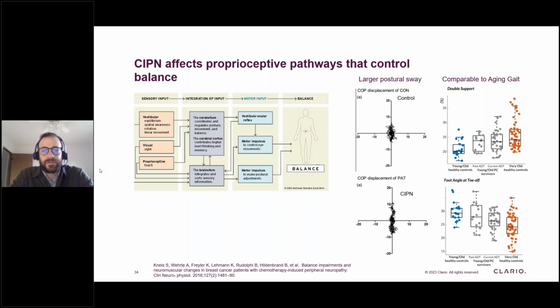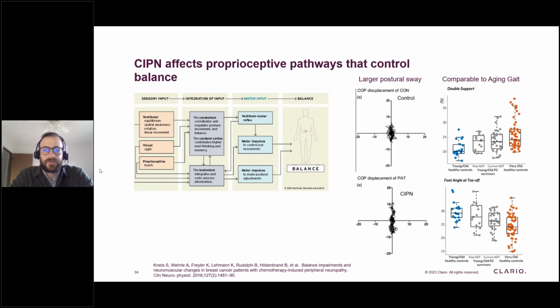In addition, on the right-hand side, we see box plots that compare two aspects of walking gait between young and old healthy controls, which are shown in blue, and young and old prostate cancer survivors, shown in gray. The left-hand sample includes patients who received past therapeutic intervention, and the right sample shows patients having ongoing therapeutic intervention. And the red dots show a sample of very old healthy controls.